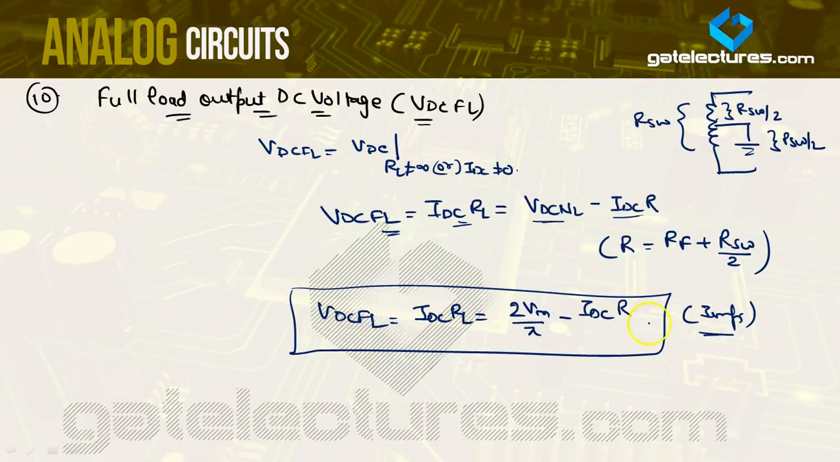We can approximate it to a Thevenin equivalent, where the 2 Vm by pi is VTH and R is your RTH. This is the output voltage, IDC into R subtracted. So this is how it goes. We are considering it for only one diode, but this expression is also true for the other diode.